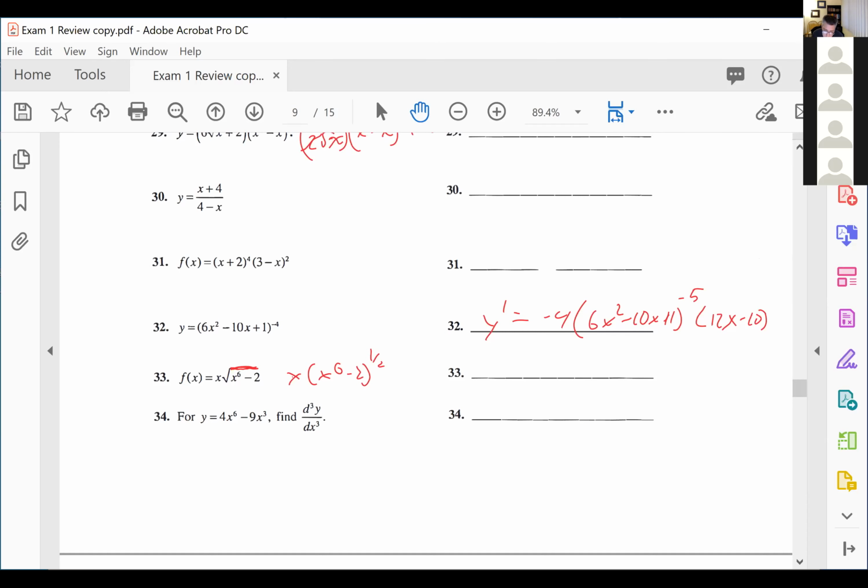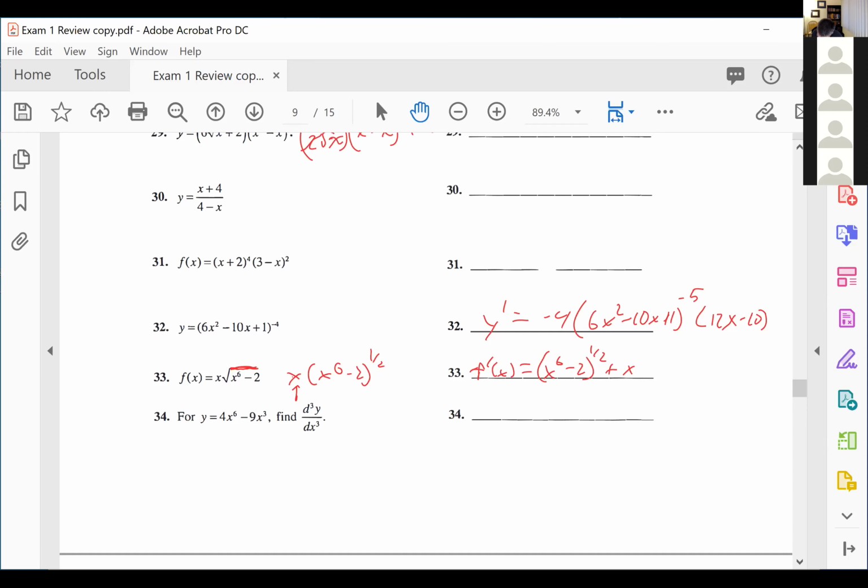So this is a product rule. The derivative of the first times the second, that's just the second. So f prime of x is equal to (x^6 - 2)^(1/2), because the derivative of the first is just 1 here, plus the derivative of the second times the first. So I could put the first in front, and then the derivative of the second. Just put that x in front.